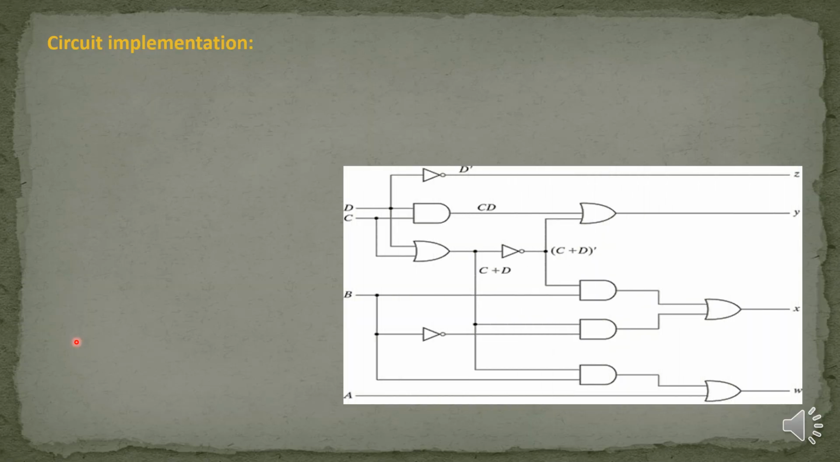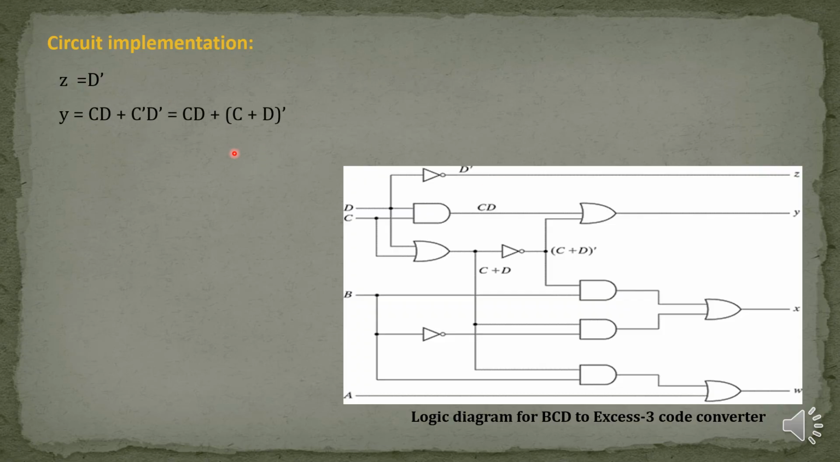Circuit implementation for the above truth table. This is the circuit we got from the truth table. Here we are using 4 inputs A, B, C, D and we get the different combinations of outputs W, X, Y and Z. The Z output is D dash, and the Y output is C into D plus C dash D dash, that is equal to C into D plus C plus D whole dash.